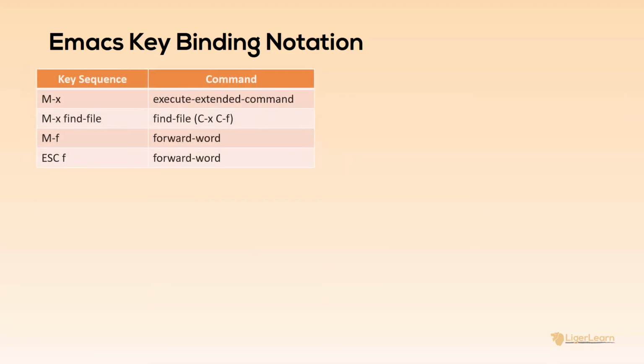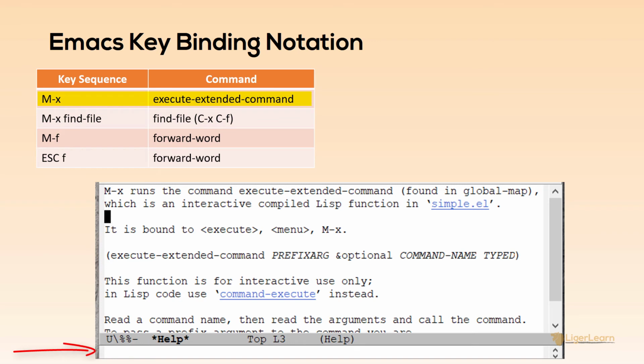You can enter the meta modifier using the Alt or Escape key. For now, let's just focus on using the Alt key. The meta X sequence runs the command execute extended command. When you run this, you will then be prompted to enter the name of a command, for example find file, and then press enter to execute the command.